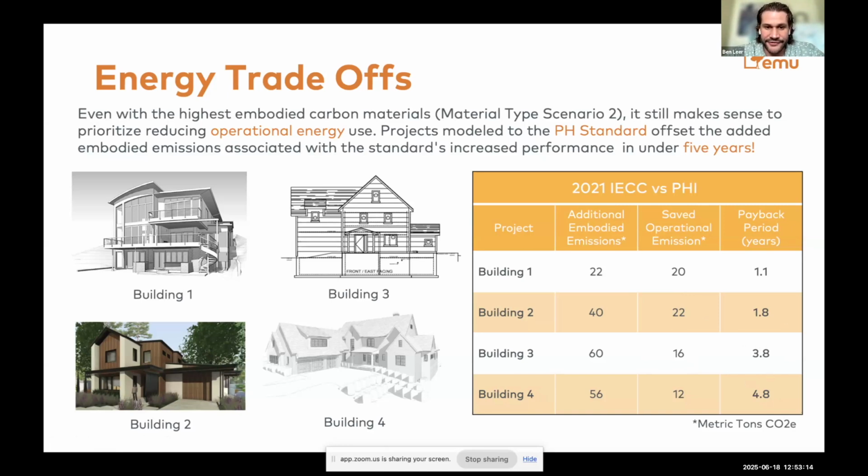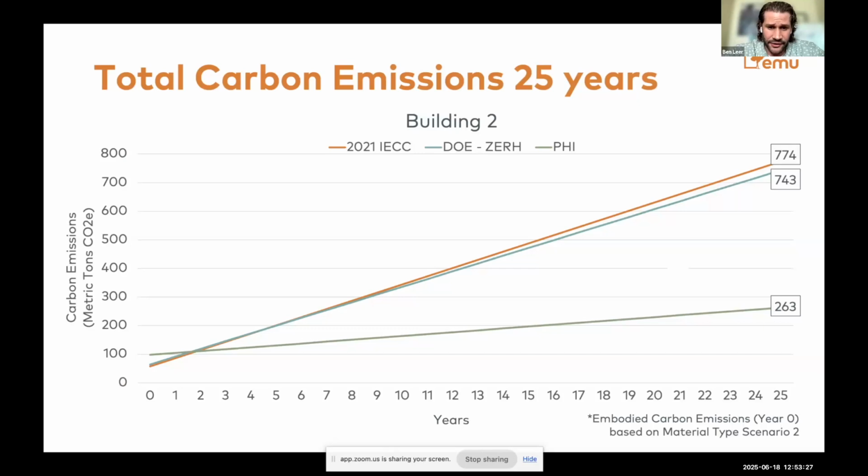So depending on your building's lifespan, we're hoping that our buildings are going to last more than 5 years. Operational carbon is still a really, really important topic to think about. Here's another way to look at it.